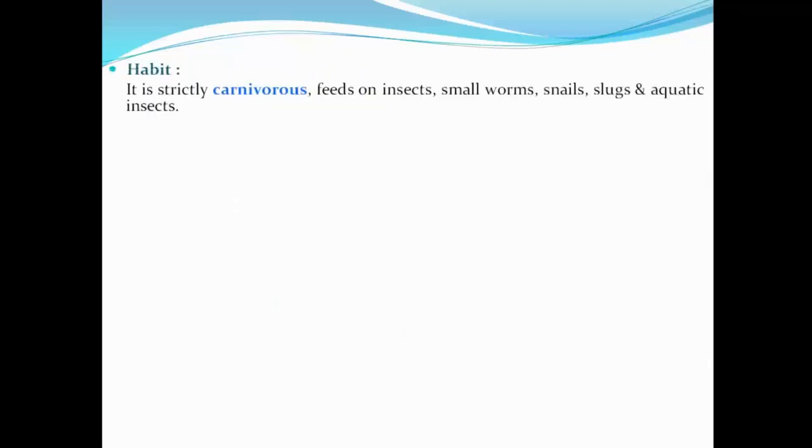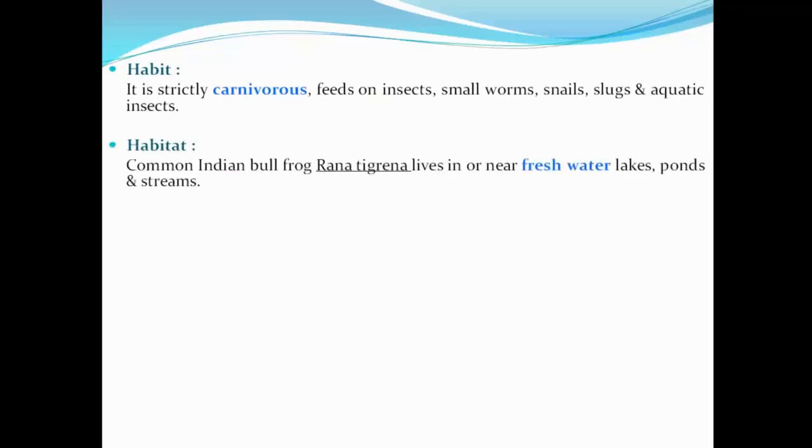Habit. It is related with its feeding habit. The frog is strictly carnivorous and mainly feeds on insects, small worms, snails, slugs, and aquatic insects. Its habitat, that is its place of living, particularly if we are talking about the Indian bullfrog Rana tigrina, it preferably lives in or near the freshwater lakes, ponds, and the streams.